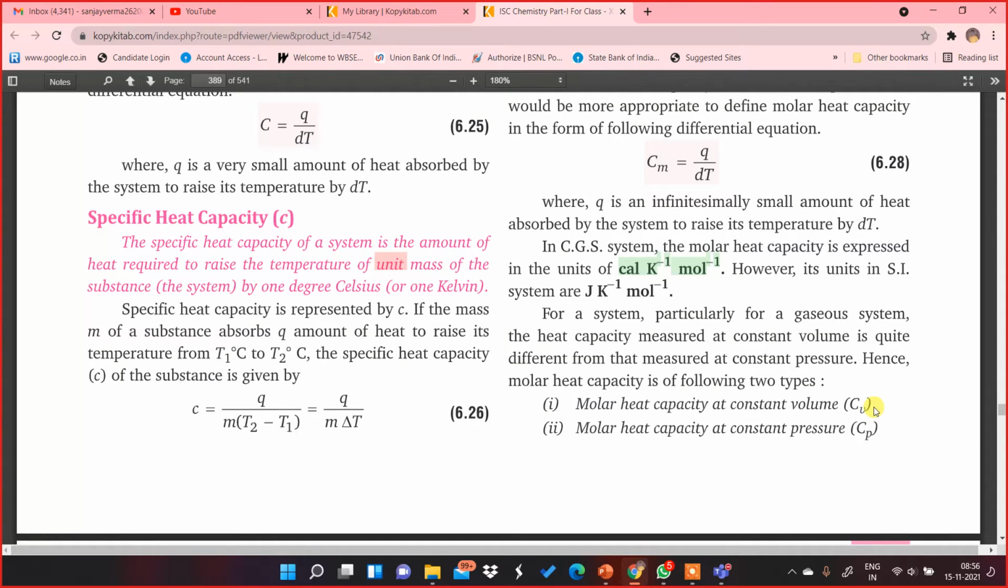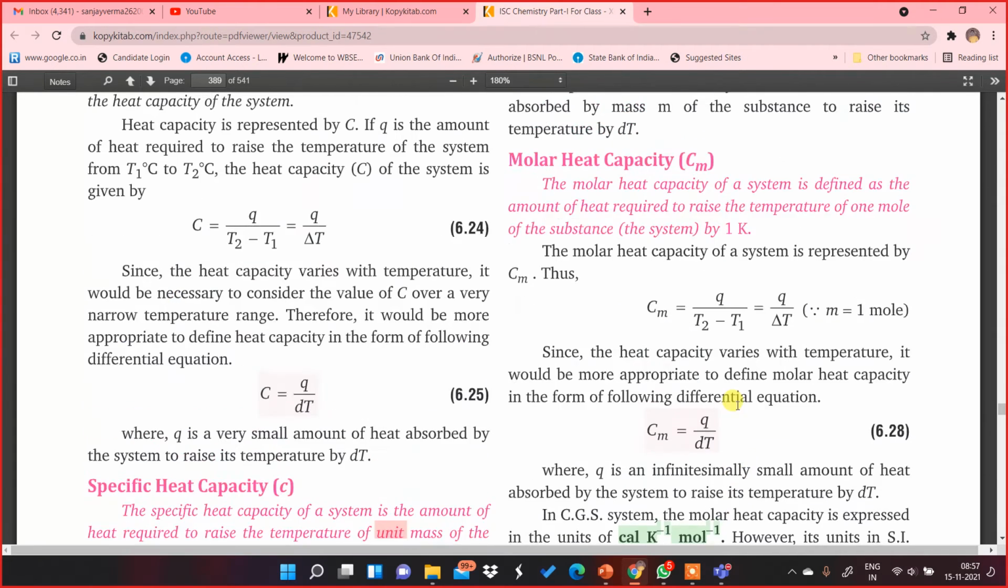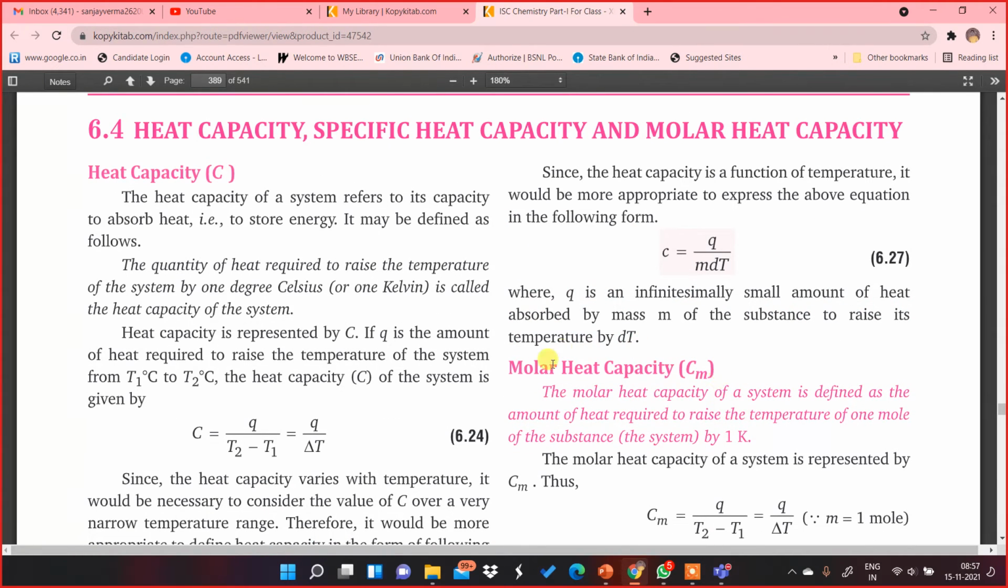So, if I ask you what the two types of molar heat capacities are, your answer should be: the amount of heat required to raise the temperature of 1 mole of a substance by 1 Kelvin at constant volume is the molar heat capacity at constant volume. Whereas, if it happens at constant pressure, it is called molar heat capacity at constant pressure. So, make this definition very clear in your mind.